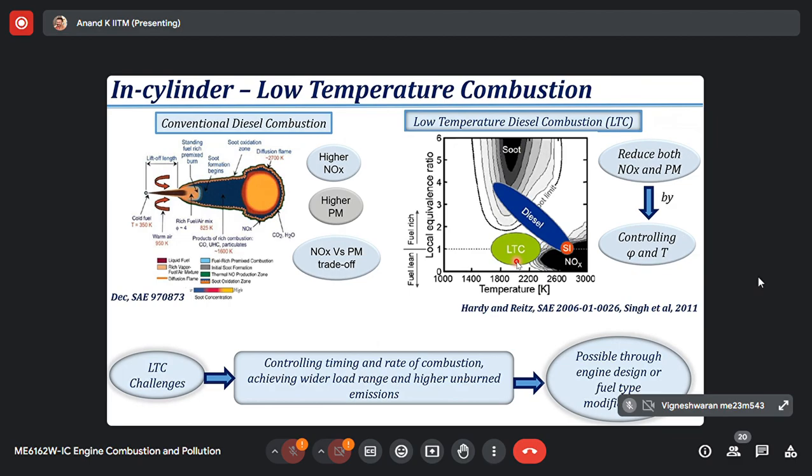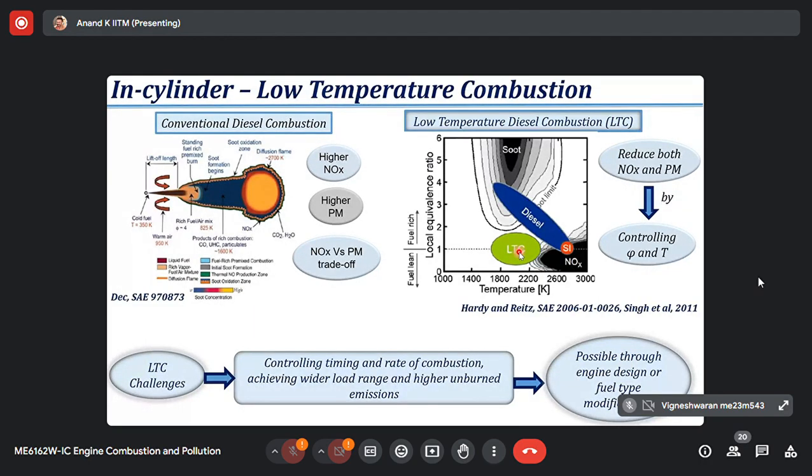What I mean to say here is when you try to move towards high load, you may have knock because you can achieve high load only by injecting more. When you inject more, phi is increasing. With increased phi and premix combustion, you may have a knocking kind of combustion. This is exactly the problem we are trying to address through engine design and fuel modification. Conventional fuel and design will have this inherent problem.